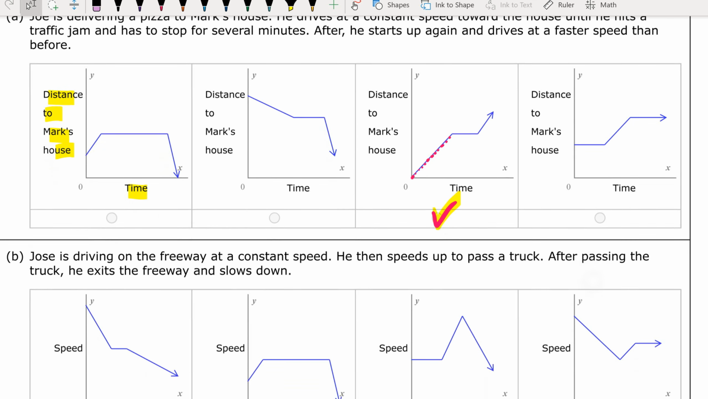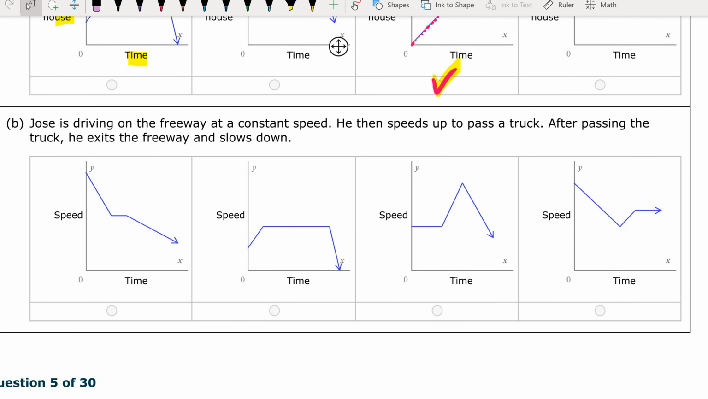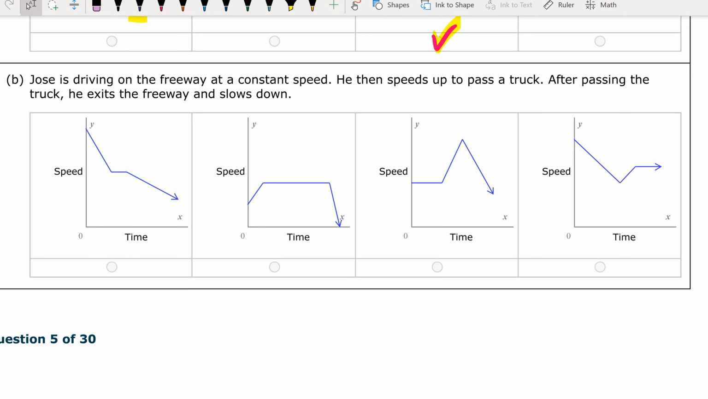Alright, we're heading to part B. Jose is driving on the freeway at a constant speed. He then speeds up to pass the truck. After passing the truck, he exits the freeway and slows down. So same strategy. Read the x and y axis to see what those represent. So x represents time and y represents the speed.